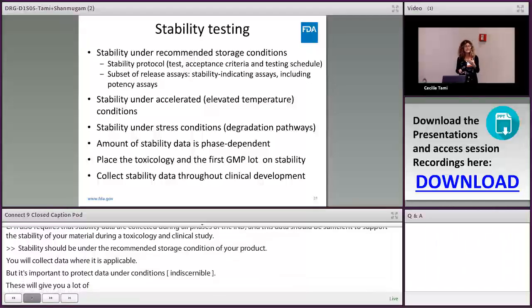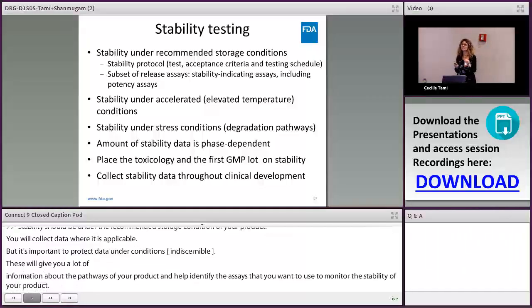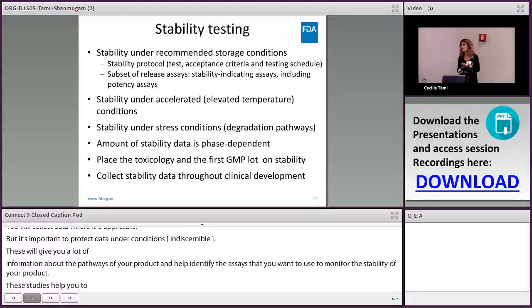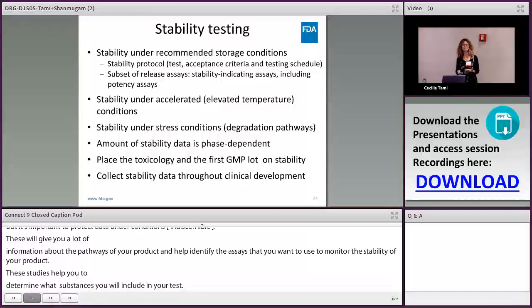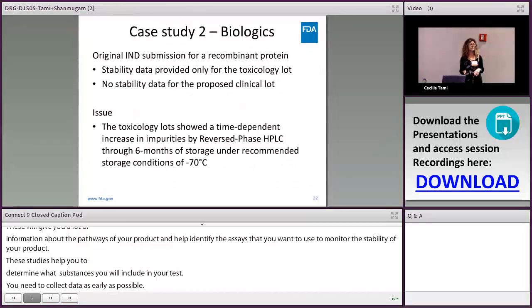So these kinds of studies under accelerated or stress conditions are going to help you identify which are those assays that you're going to include in your stability testing. It's recommended that you collect data as early as possible during development, so put the toxicology lot and the first clinical lot in stability, so that when you come for the IND, you have data to support that your product is going to be stable during the planned clinical studies. And then, of course, you keep on collecting data throughout development.